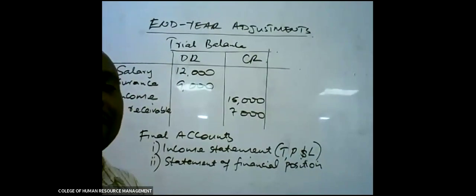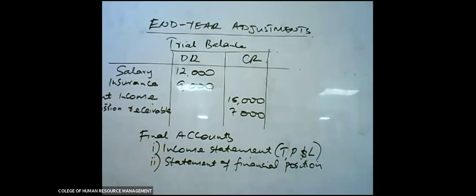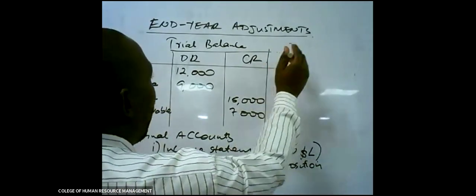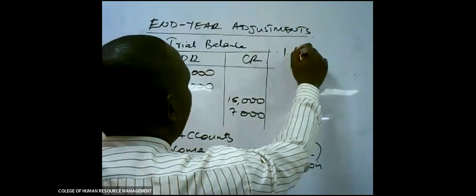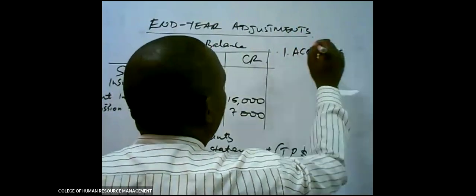The end year adjustments are grouped into four. We are going to discuss number one, which is what we call the accruals.